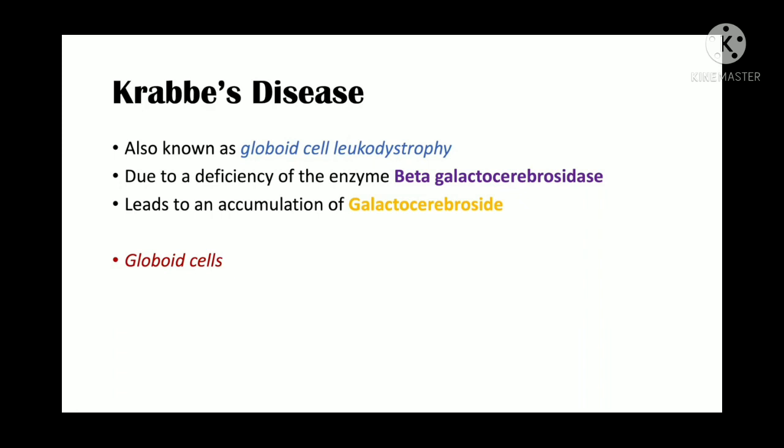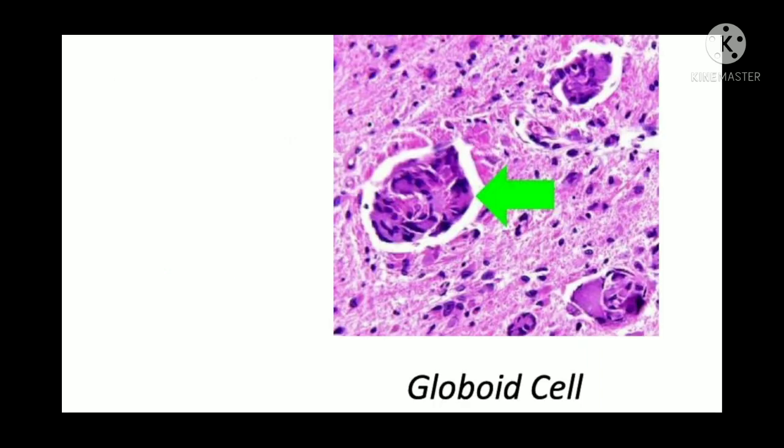Krabbe disease is also known as globoid cell leukodystrophy. It's due to a deficiency of the enzyme beta-galactocerebrosidase, and it leads to an accumulation of galactocerebroside within the lysosome. When we look at cells under the microscope, we actually see what we call globoid cells. That is why this condition is also called globoid cell leukodystrophy. So, here is a globoid cell.